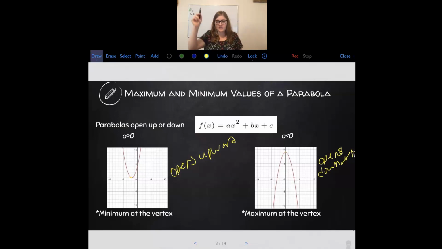It's the highest or the lowest point of the parabola. And so if we have a parabola that opens up, okay, so we've got it smiling at us, it has a minimum. Okay, and the minimum is at the vertex. If our graph is frowning at us, if it's opening downward, then we've got a maximum at the vertex, and you can see that's the highest point of the graph in that case.